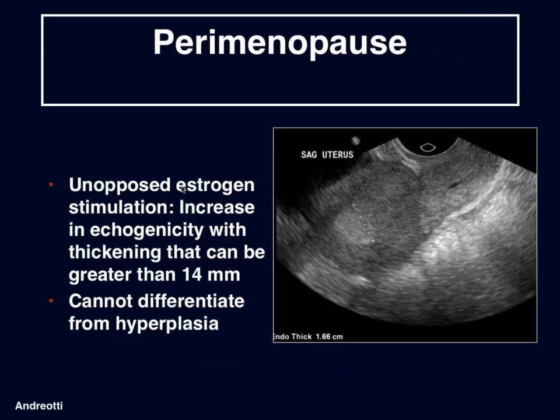Moving on to the perimenopause, as we mentioned, in patients with unopposed estrogen stimulation, there also may be increased echogenicity of the endometrium, with thickening that can actually be greater than about 14 millimeters. And when we see this kind of thickness, as we do here, this cannot be differentiated from true hyperplasia.